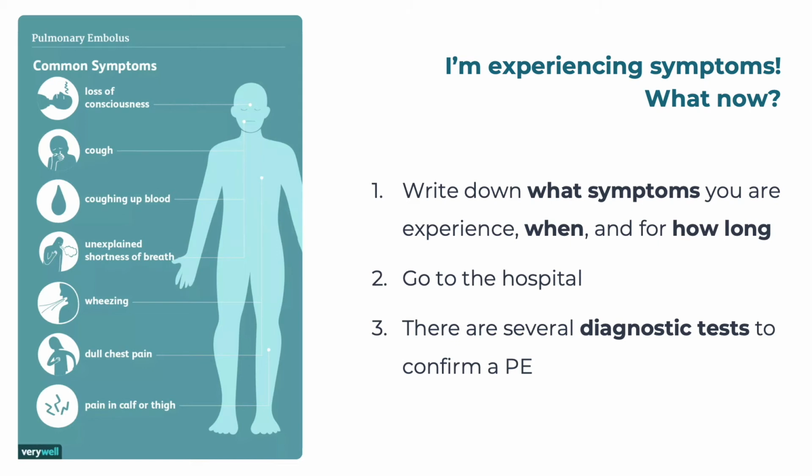So call 911, because pulmonary embolisms can be fatal. They are something to be taken seriously, so we always recommend better safe than sorry, and call 911. And finally, the third step is that there are several diagnostic tests that can confirm a pulmonary embolism. These will be up to your healthcare provider, and we will walk you through some of these tests so you know a little bit of what you're going into if you do have the symptomology, go to the hospital, and are discussing with a healthcare provider.